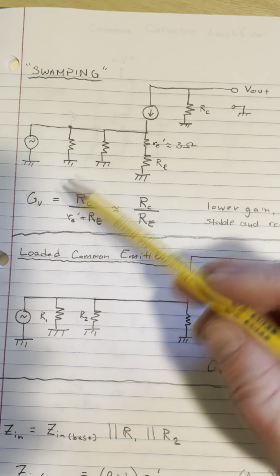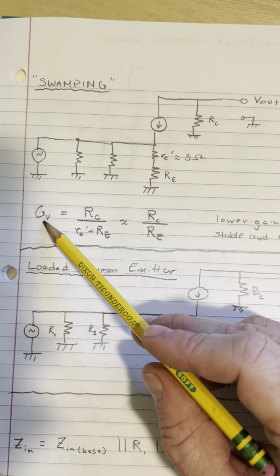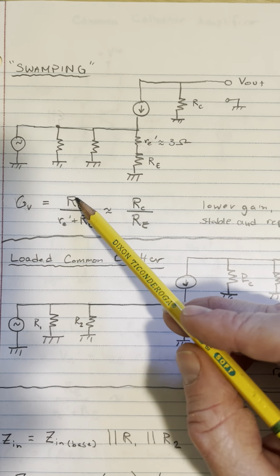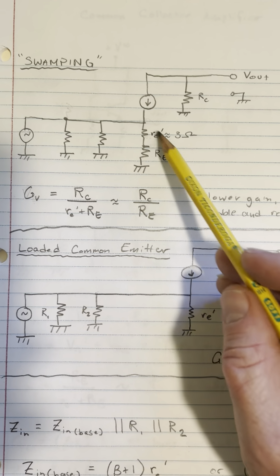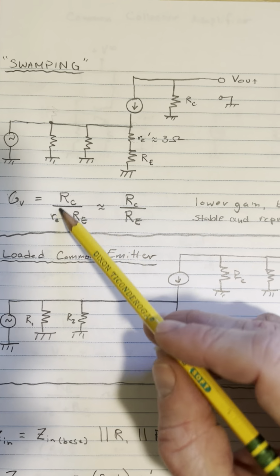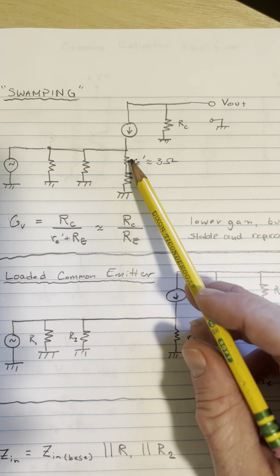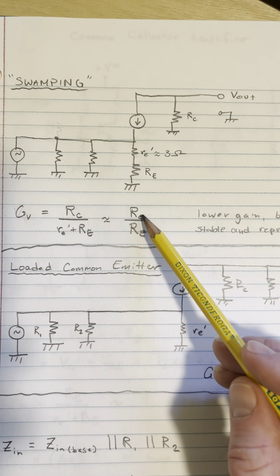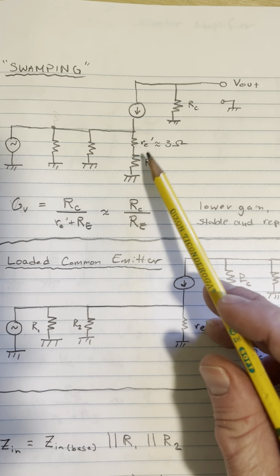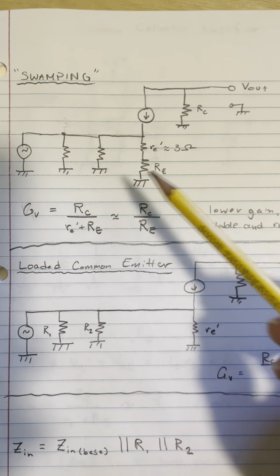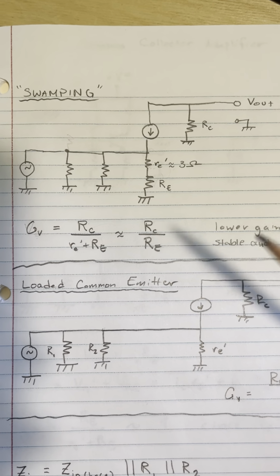Now, if you do that and you do the math, you get that the voltage gain is just equal to RC divided by the effective resistance of both of these resistors combined. And since RE is likely quite a bit larger than RE prime, you get that it's equal to RC divided by RE. Now, what does this do? Why would we want to swamp?